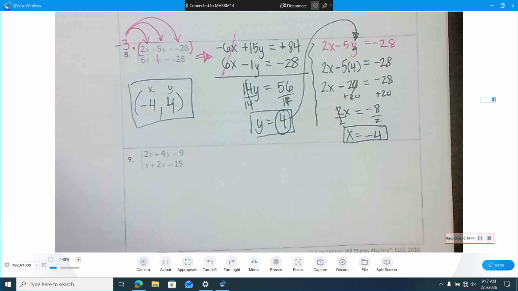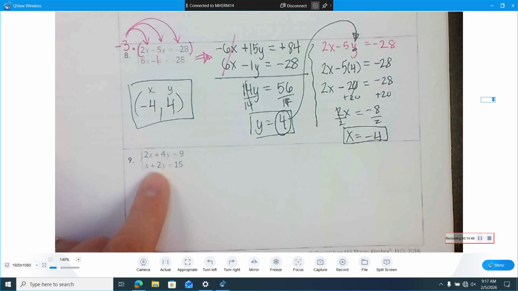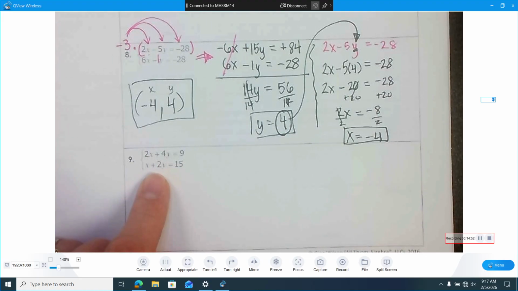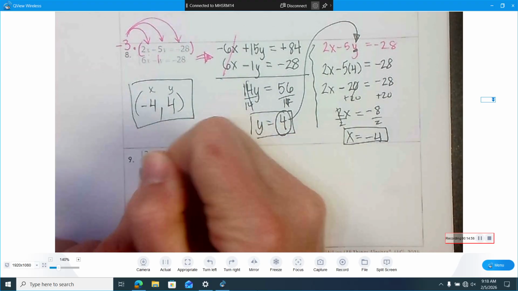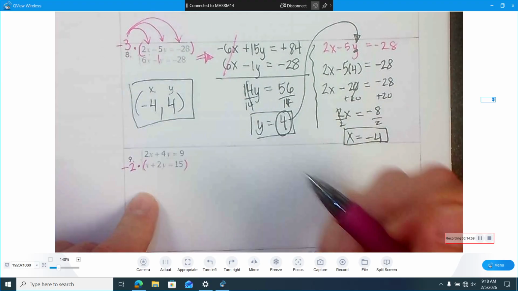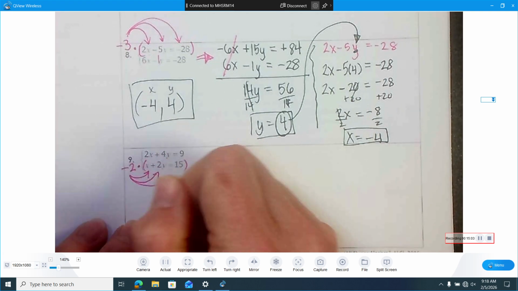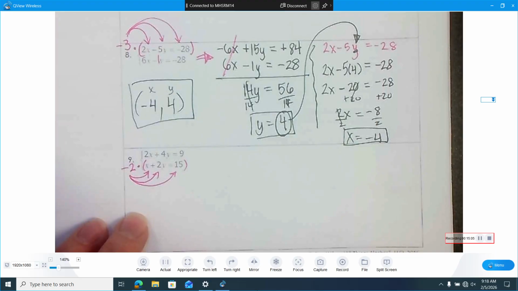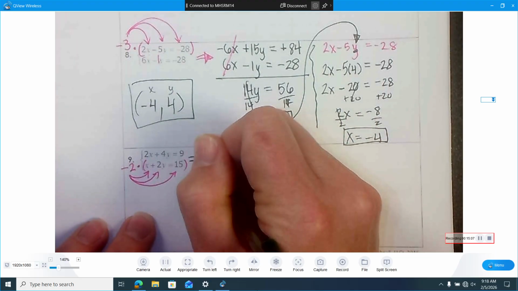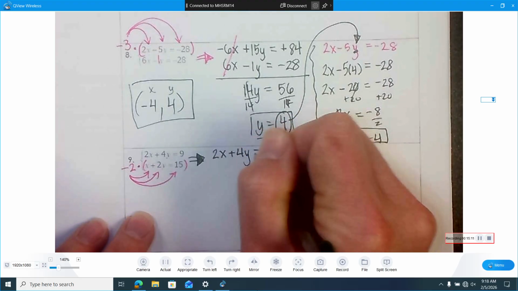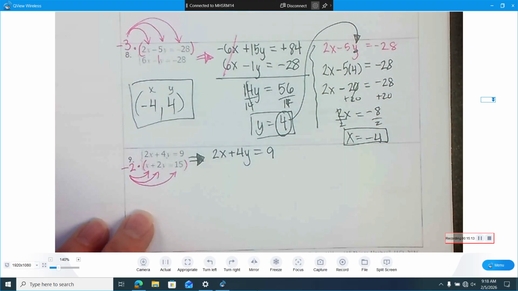All right, last one. A couple of options here. What do you want to do? Bottom equation, and what do you want to do to the bottom equation? Times it by negative 2. All right, I love that. I had a lot of answers. That was really good. So take that bottom equation. We're going to multiply it by negative 2. And I'm not changing the top equation. So 2x plus 4y equals 9 stayed the same.